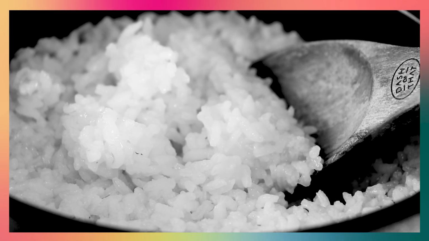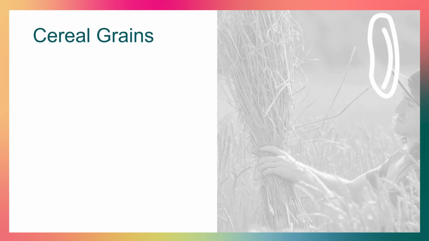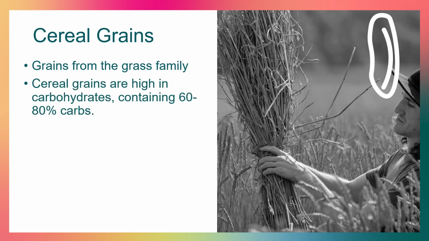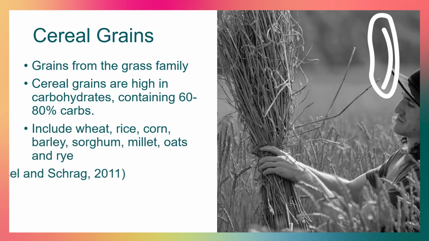So, what makes something a cereal grain? First of all, cereal grains are harvested from plants in the Poaceae or grass family. And secondly, cereal grains are high in carbohydrates, containing 60 to 80% carbs. Examples of cereal grains include wheat, rice, corn, barley, sorghum, millets, oats, and rye.